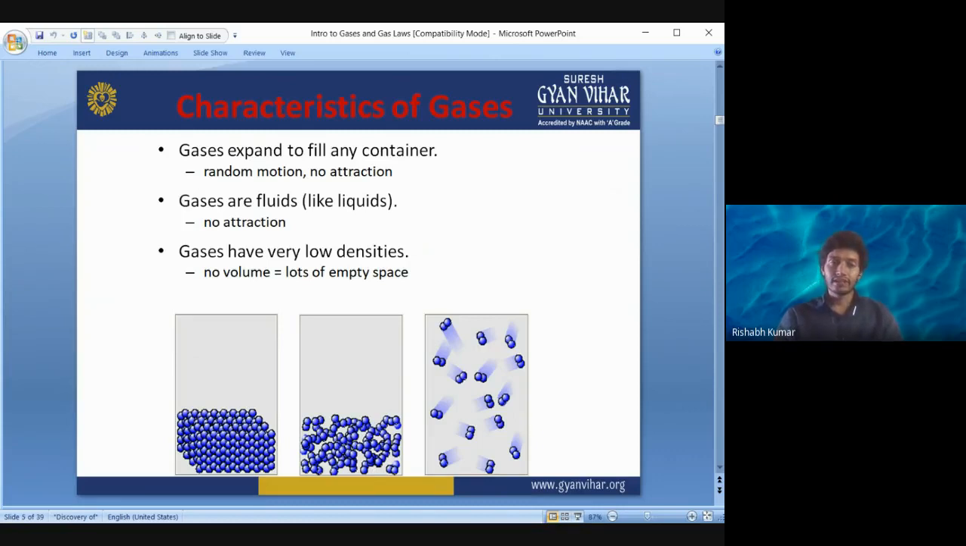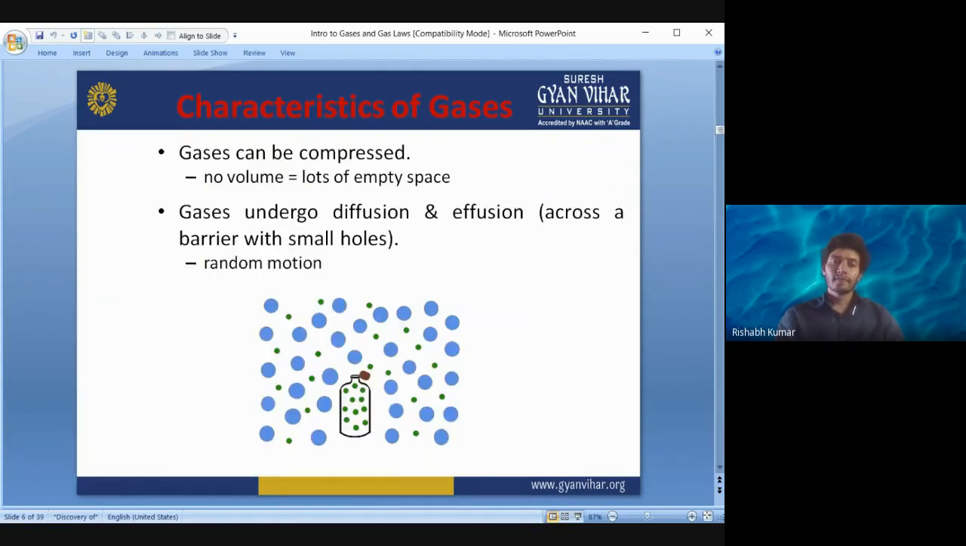And gases have very low densities, right? Because the particles are very far from one another. They are very free to move and they try to fill the volume. So they try to move away from one another, right? So that is why they have very low density, whereas the solid has the highest density of all the three states. Then gases can be compressed, right?